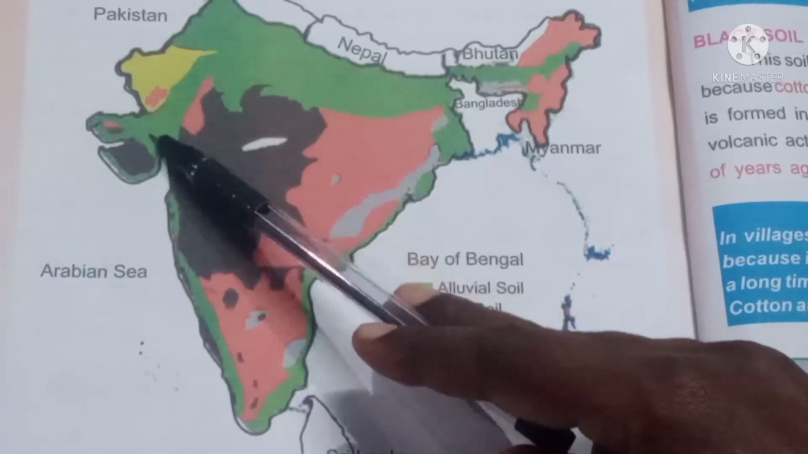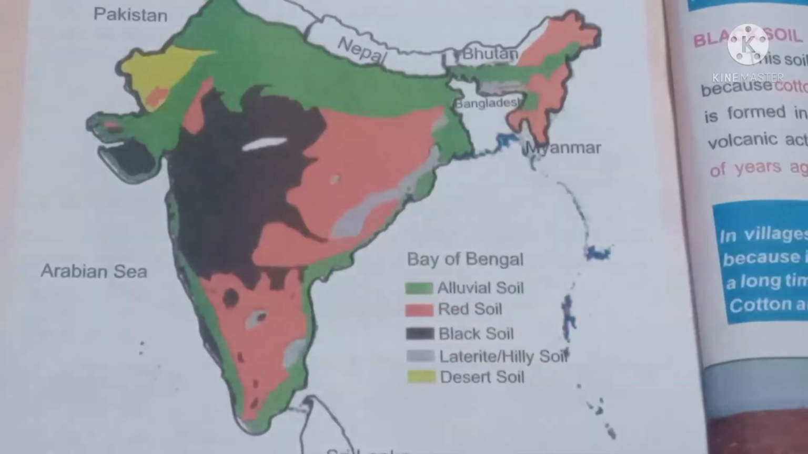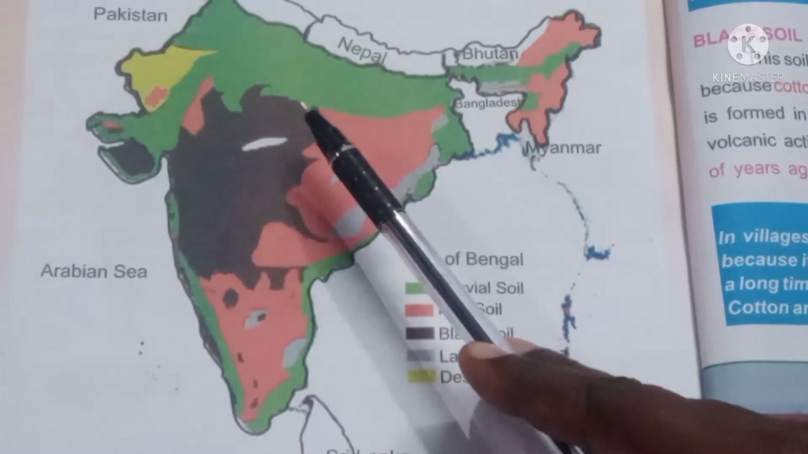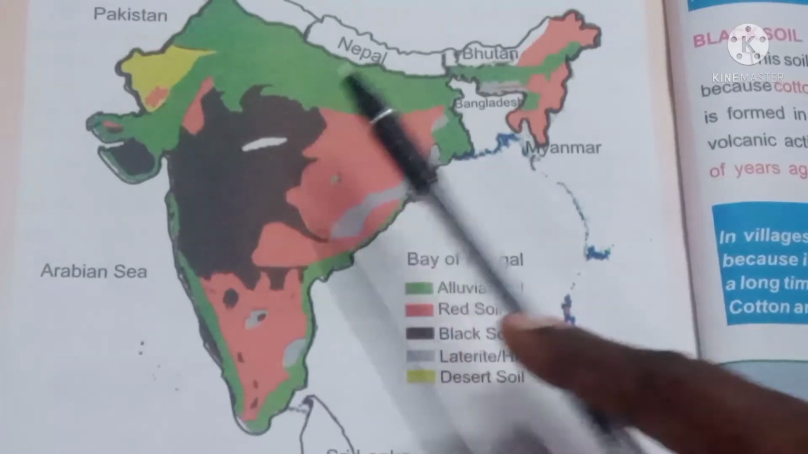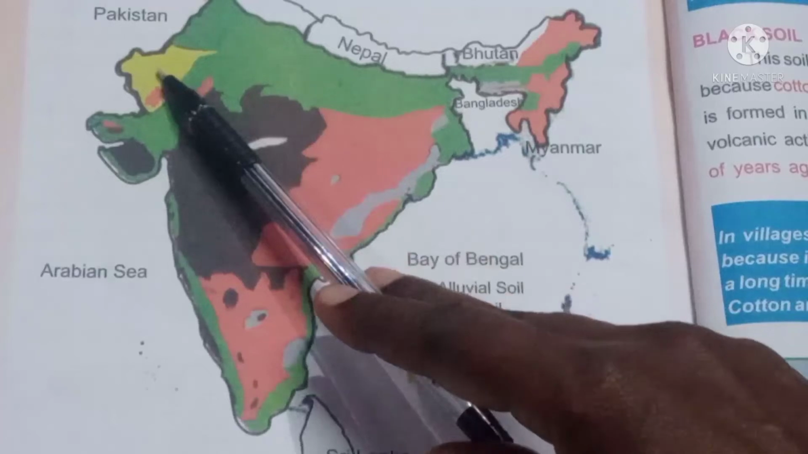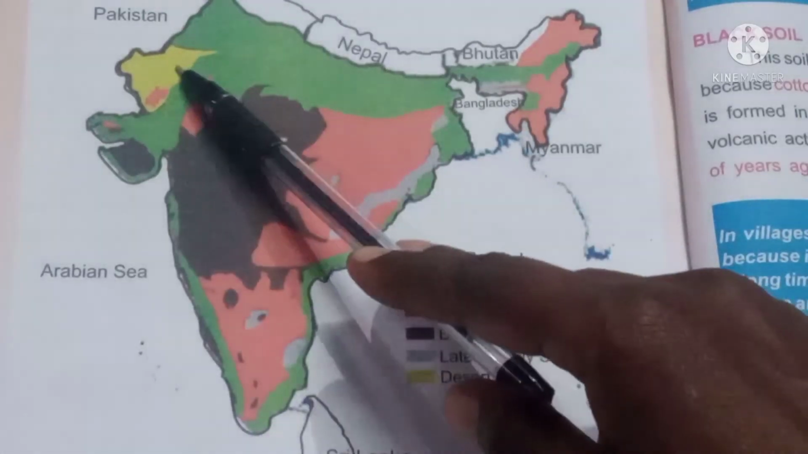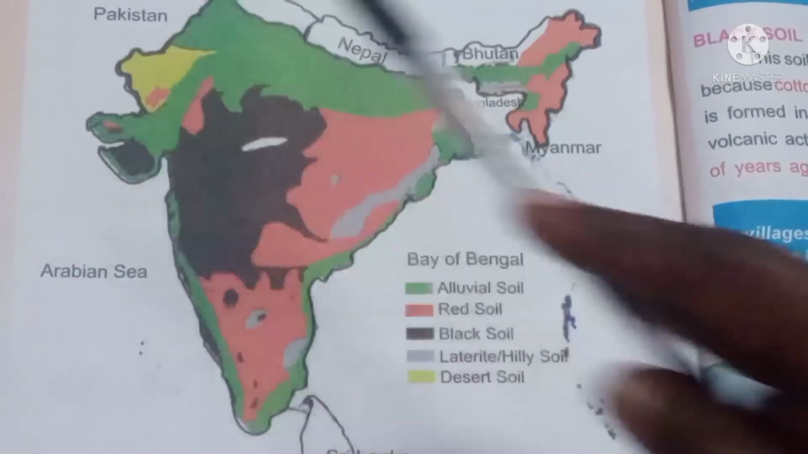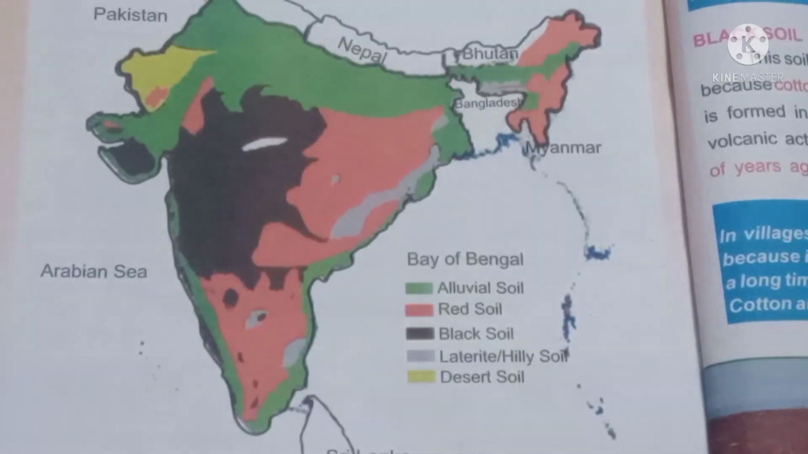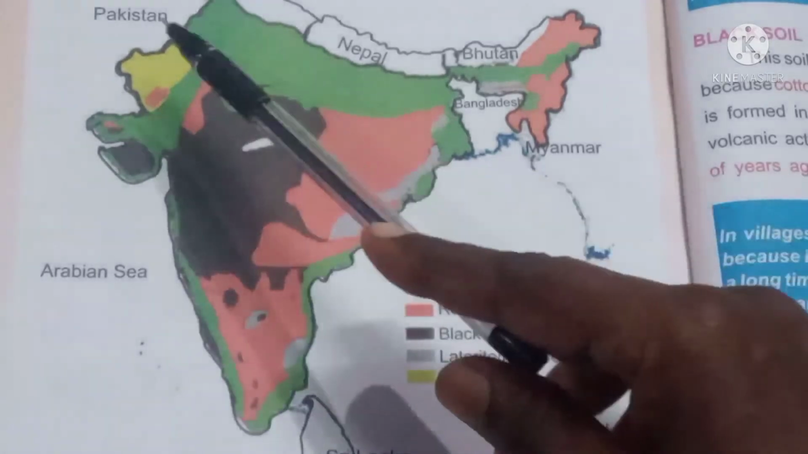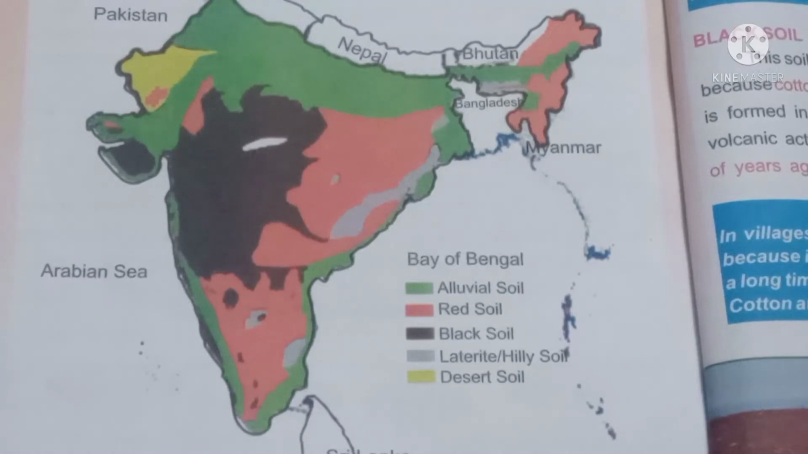Okay, here is Gujarat. On the western side you can see Rajasthan's Thar desert. And we can see that Punjab is also not suited for agriculture. On the Punjab side, or on the Gujarat side, the soil is not good for cultivation. And in this desert soil, date palms and cactus can be found.